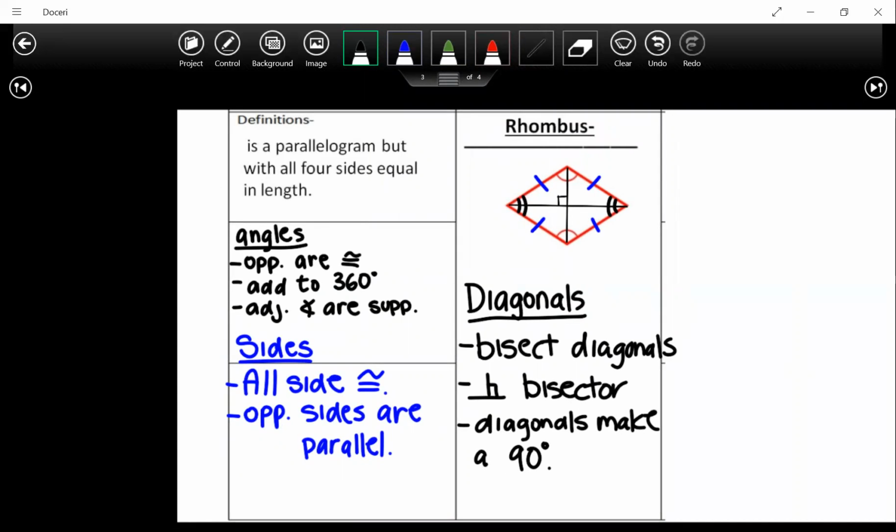Rhombi. A rhombus. What time do we get out of here? Cool. Plenty of time. Okay. Here we go. Yes. I assume you copied the thing over there. All right, now.